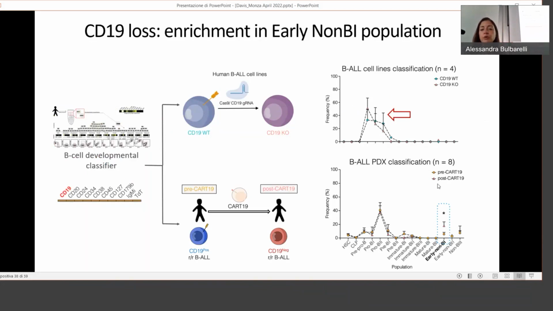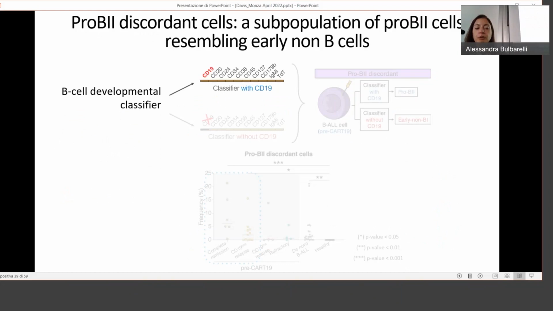So in our initial cohort of 8 patients, 4 pairs, we of course saw the enrichment of cells in this pro-B moment. But what we saw was this enrichment of cells in the post-CD19 sample where they had already relapsed, where there was this enrichment in early non-B cells, which is sort of a non-lineage population that we defined, based on what our panel was.